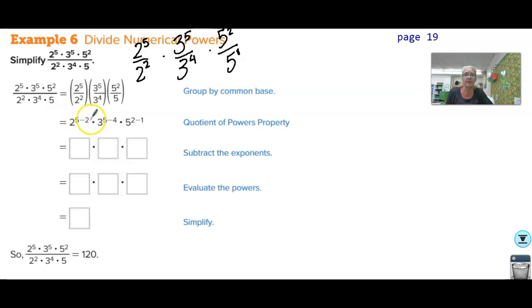2 to the 5 minus 2, so you would go top minus the bottom. 2 to the 5 minus 2 is 2 to the 3rd power.